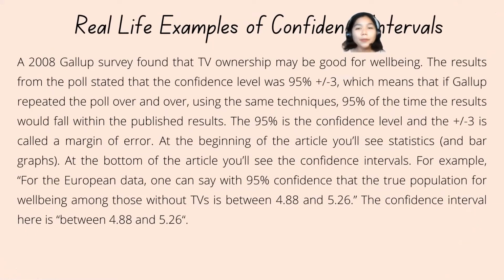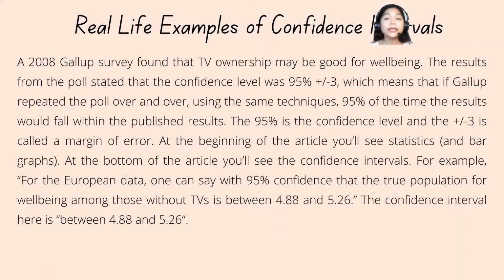Now, to better appreciate this, let me give you some real-life examples of confidence interval. For example, a 2008 Gallup survey found that TV ownership may be good for well-being. So, if you have a TV, you are better off, that's what it says. The results from the poll stated that the confidence level was 95% plus minus 3. Okay? Not negative 3. It is not negative 3.